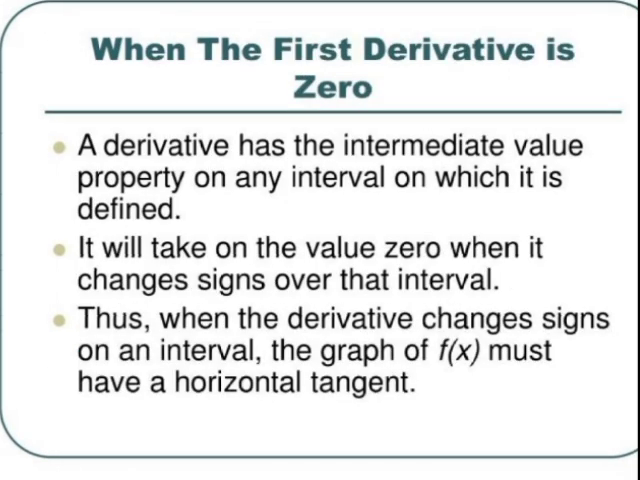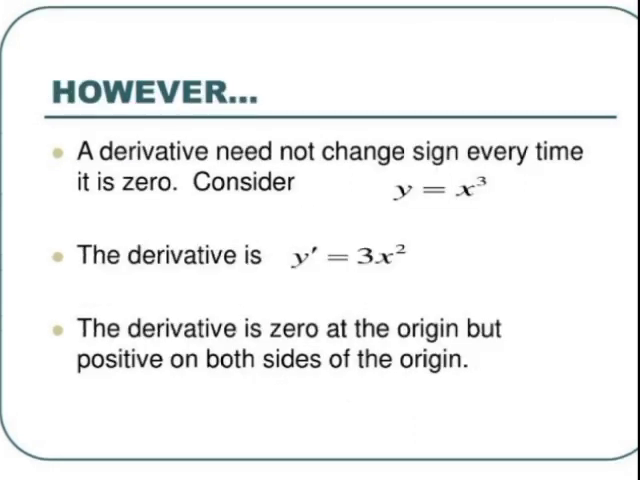A derivative has the intermediate value property on any interval on which it is defined. It will take on the value 0 when it changes sign over the interval. Thus, when the derivative changes sign on an interval, the graph of f of x must have a horizontal tangent. However, a derivative need not change sign every time it is 0.